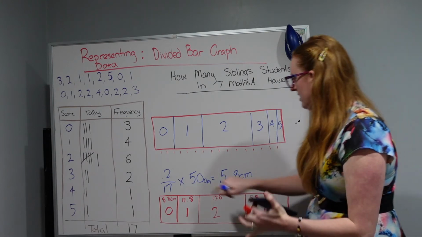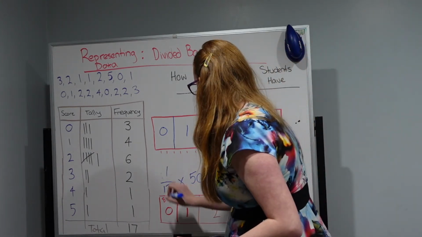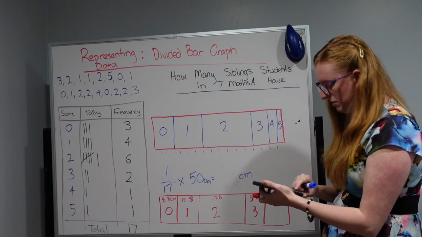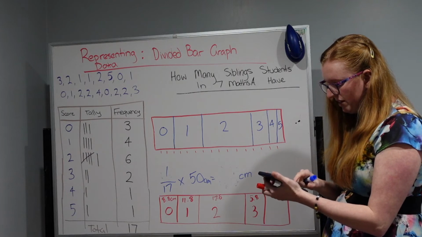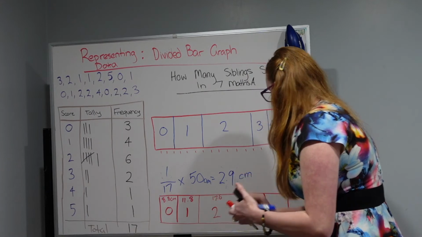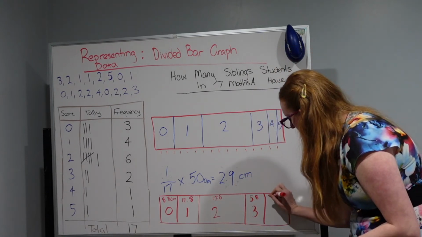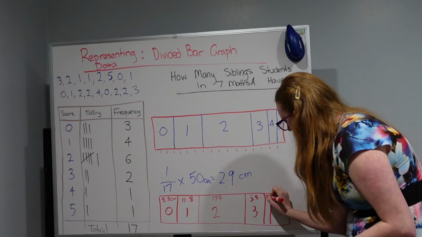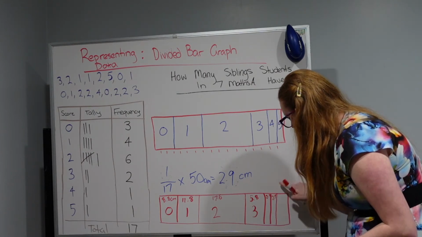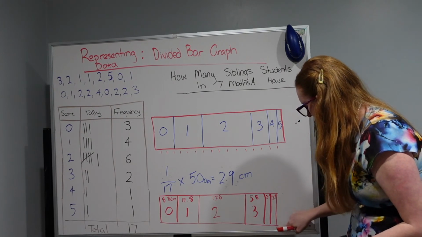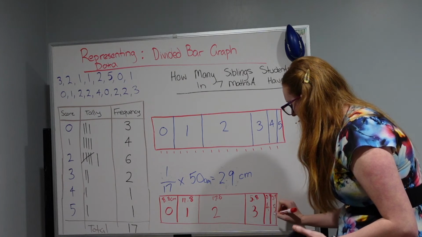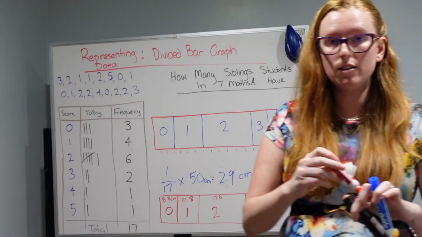Okay, then there's 1 vote for both number 4 and 5, so these ones will be the same. So 1 divided by 17 times 50, and it will be 2.9. So it'll be about here, 2.9, and then this one will be about here, which means I've made my bar too wide. So I'll rub that bit out. Of course, yours would be perfectly measured and perfectly accurate because you will be using a ruler.